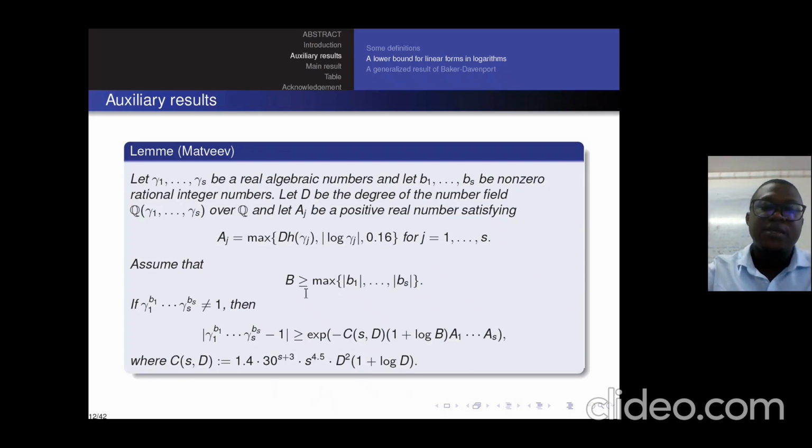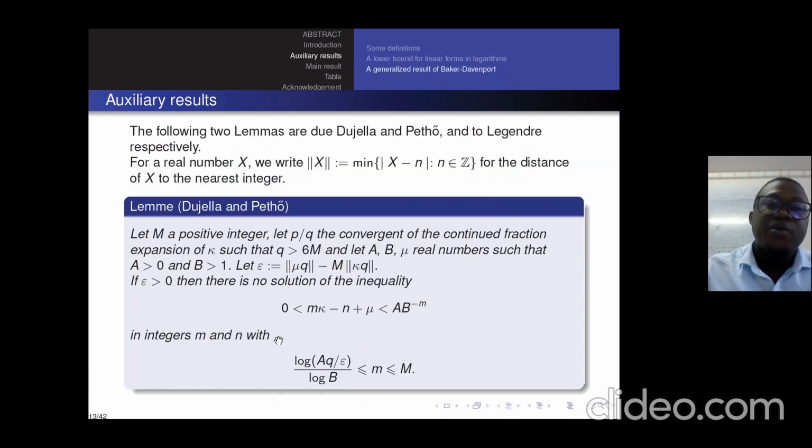And when we assume that b is greater than or equal to this expression, and if this expression is not equal to 1, then we will have this approximation. The following two lemmas are due to Dujella and Pethő, and Legendre respectively. For a real number x, we write the norm of x, which is equal to this, for the distance of x to the nearest integer.